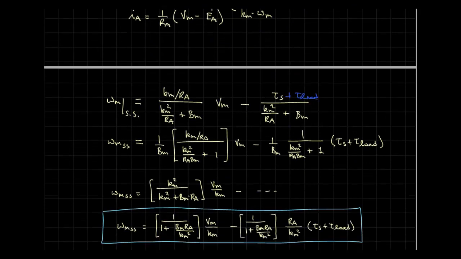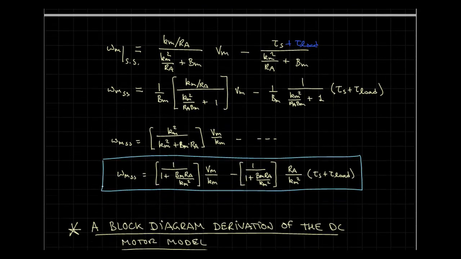I've subsequently cleaned that up into a more tidy package. So steady state omega m, and we look at this expression, we note that the steady state angular frequency is a function of our external motor voltage. It's a function of our motor constant. It's a function of the armature resistance. It's a function of the viscous loss coefficient of our motor, and it's a function of the stiction loss of our motor, and we're going to assume tau load is 0.